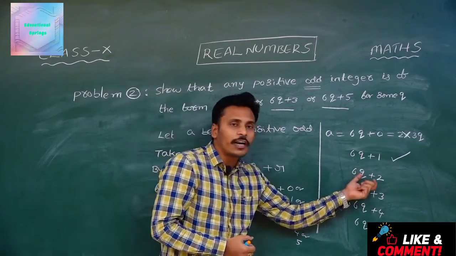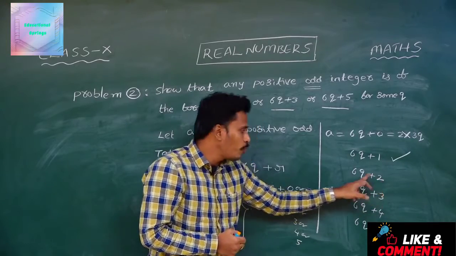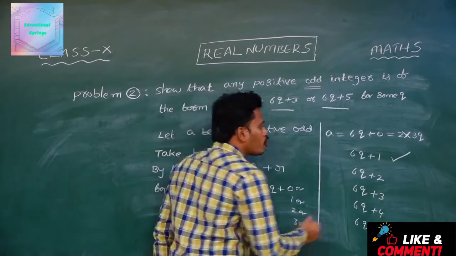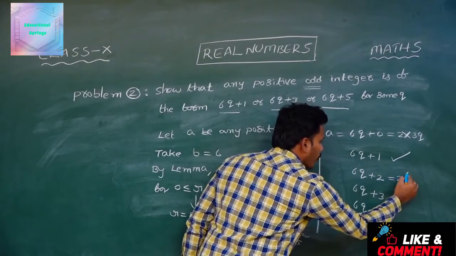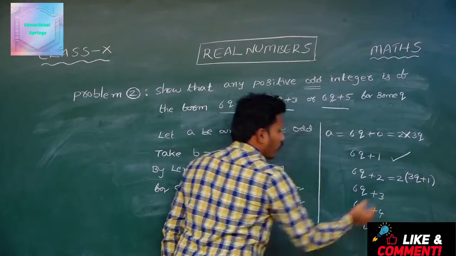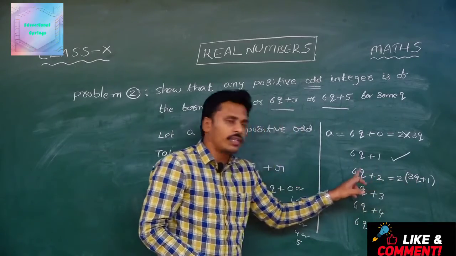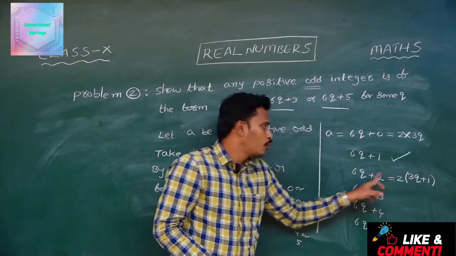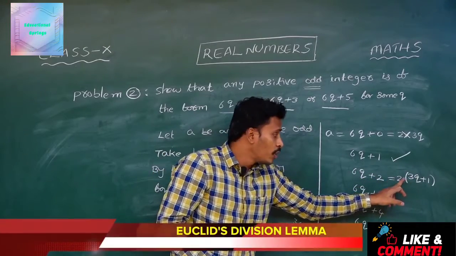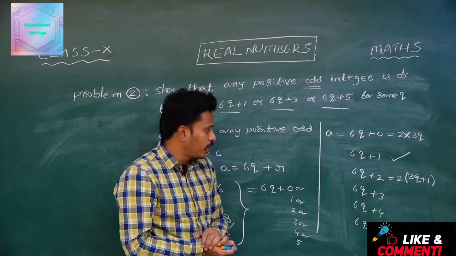Then coming to the third representation, which is 6q plus 2. Look, here it is 2 and here it is 6, and from these two numbers you have a chance to take out 2. If you take out 2, you can write it as 2 times (3q plus 1). 2 into 3q is 6q, and 2 into 1 is 2, so 6q plus 2 is like this. So there is a 2 involved here. So this is even, and we don't need this representation.